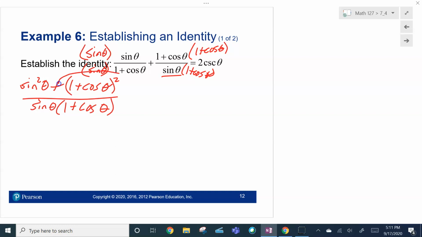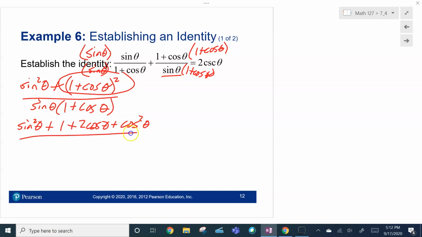Now what I'm going to do is expand this. So 1 plus cosine times another 1 plus cosine, if I was to FOIL that, is 1 plus 2 cosine theta plus cosine squared theta. This is all over sine theta times 1 plus cosine theta. Now notice this. There's my money formula. Sine squared plus cosine squared. What does that give you? That's 1. Right?